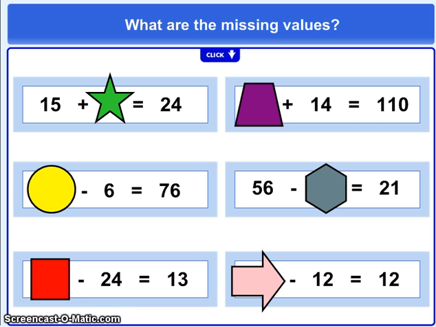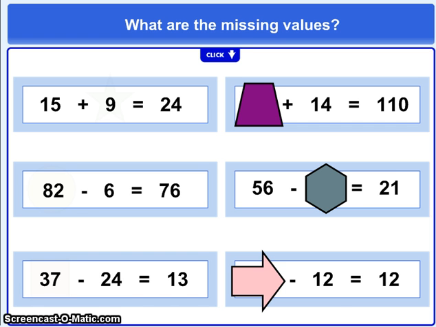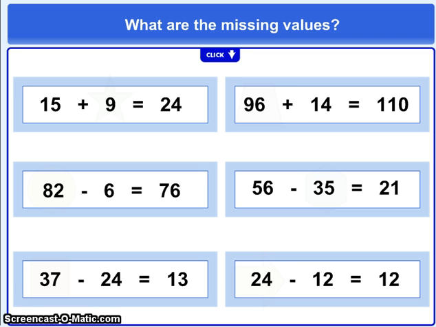Once you've looked at these 6, hopefully you found that the first one was a 9, second one, 82, the red square should have been 37, your purple trapezoid, 96, we have the hexagon at 35, and the pink arrow, 24.